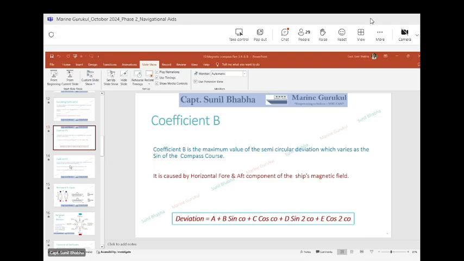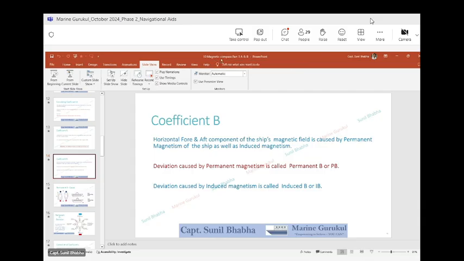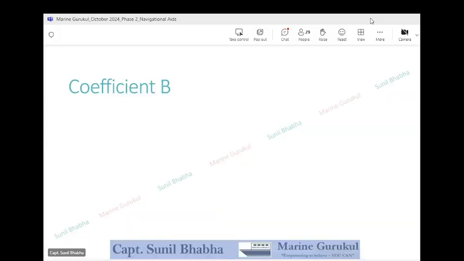Okay, all right. So moving on to Bravo beta. We are going to Bravo now. Now, how is this component generated? Let us see.